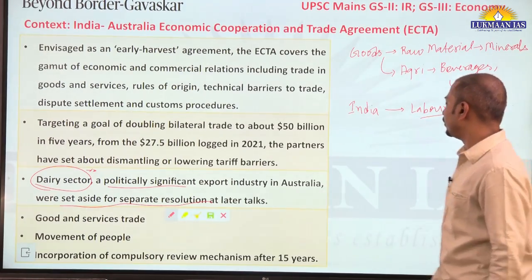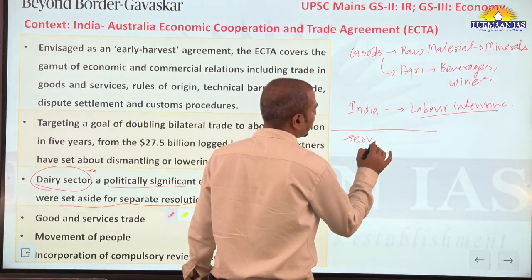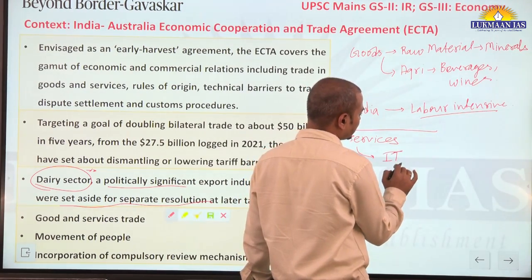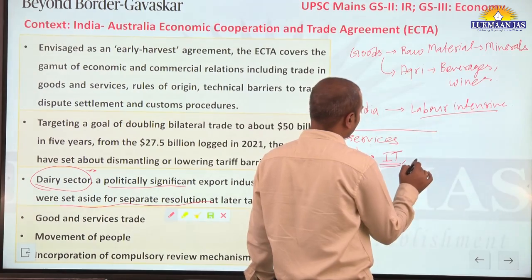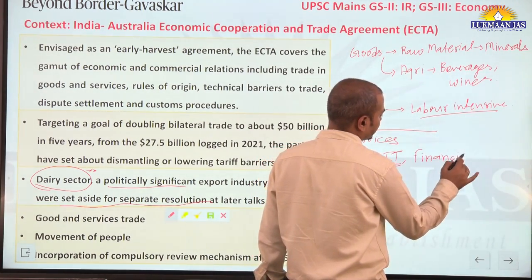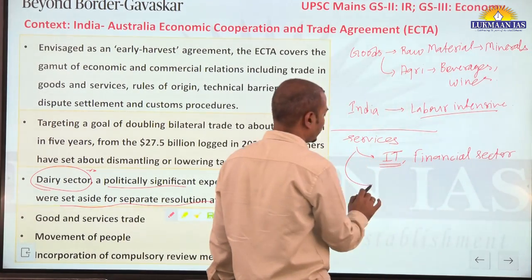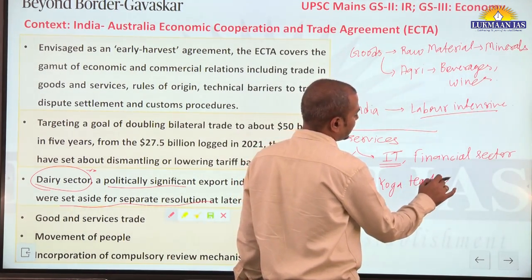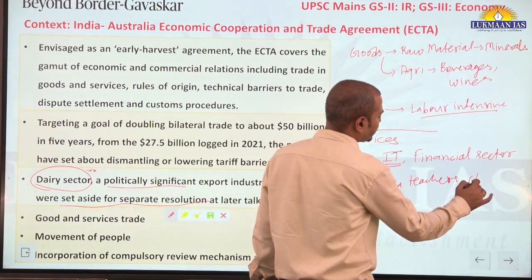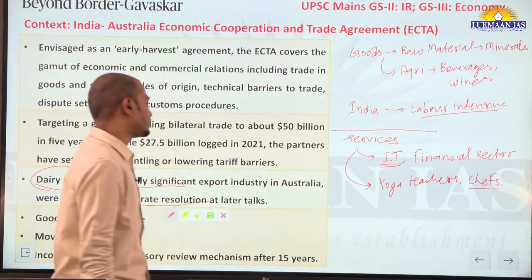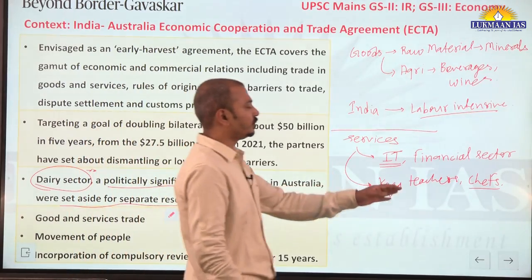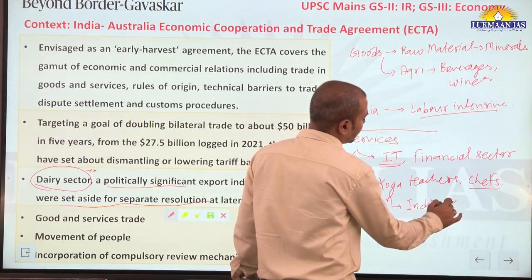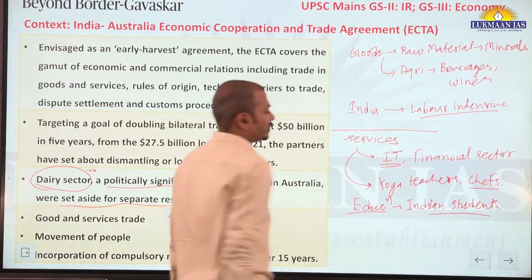At the same time, we should also know about the services. So for services, yes, the IT sector is there, and then we should know that the financial sector is there. If we are talking about exports of certain services from India, yoga teachers will get preference here. Indian chefs will be able to work there in Australia. Talking about movement of people, in addition to these, especially the education sector in Australia, Indian students will further get visa concessions for studying in Australia.